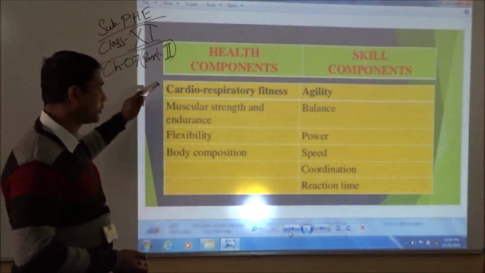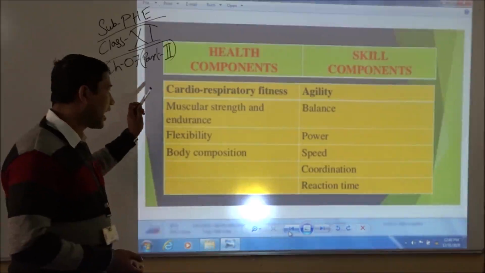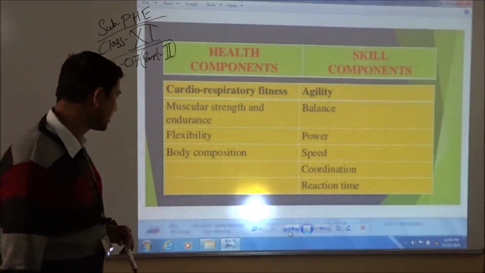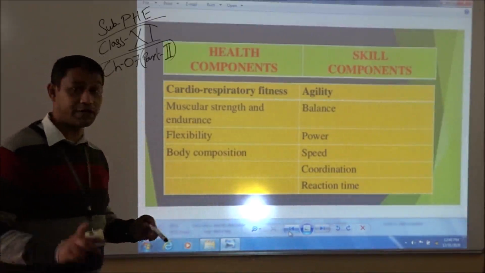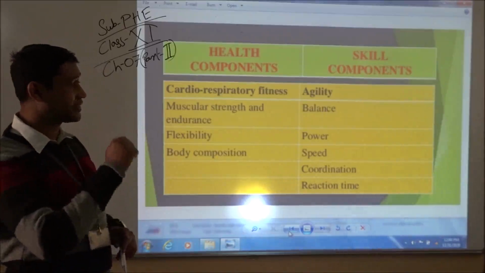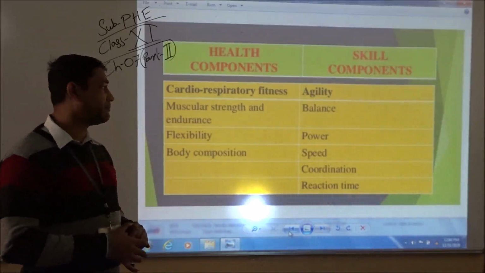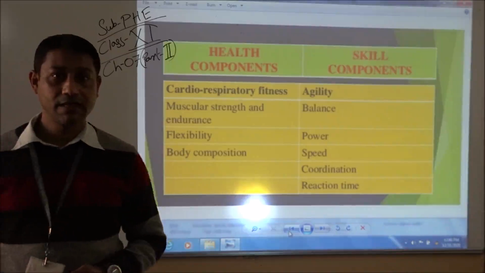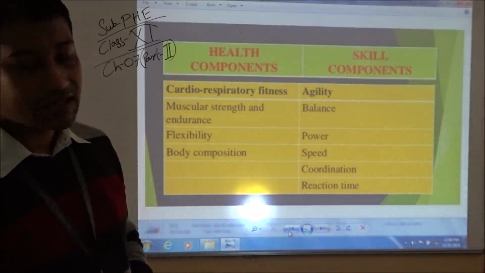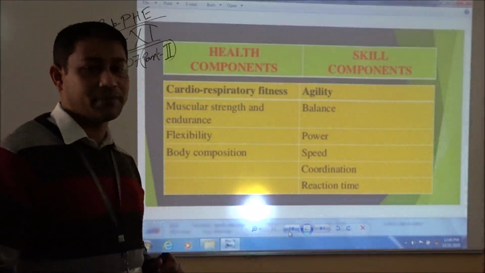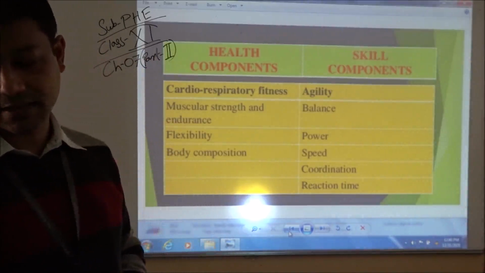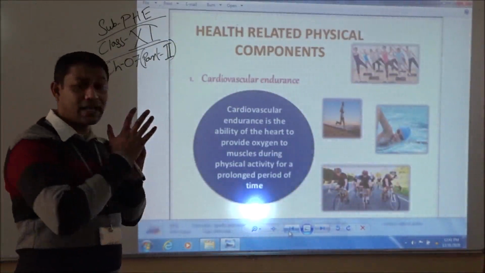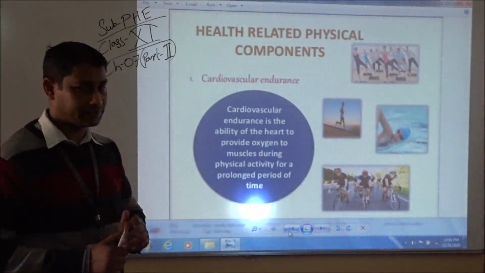So these are the various health related components and skill related components. Health related components are cardiorespiratory fitness, muscular strength, muscular endurance, flexibility and body composition. Whereas the skill related components are agility, balance, power, speed, coordination and reaction time. Since health related fitness is mentioned in your syllabus under this chapter, students, we will be discussing the health related physical fitness only.